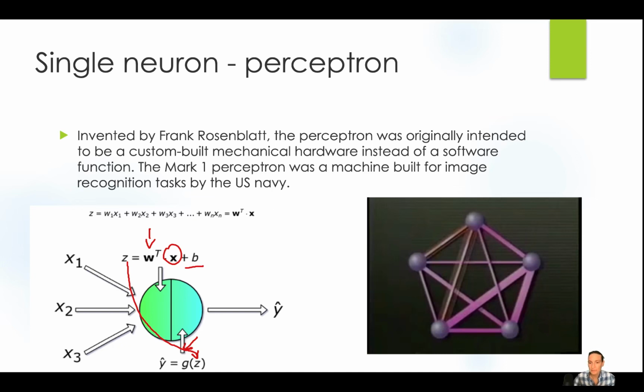Now, interestingly, this whole perceptron model was first invented or intended to be mechanical hardware. So it wasn't really software. It was built as hardware. It was called the Mark I machine, and it was actually used for image recognition tasks by the US Navy. I have a little video here to show you the very first perceptron built as hardware. How do we play that?